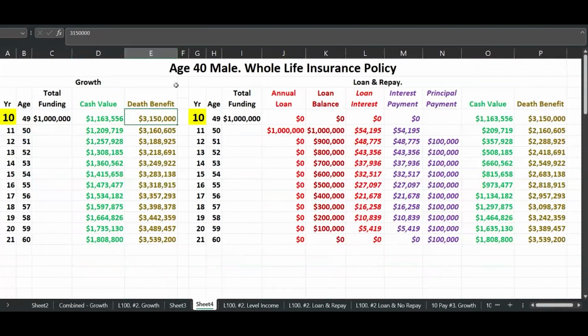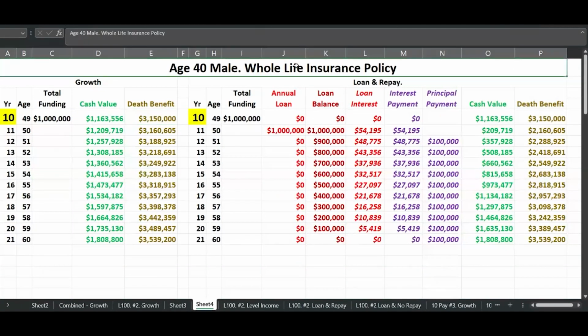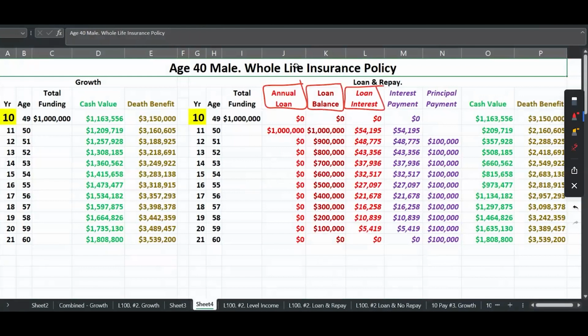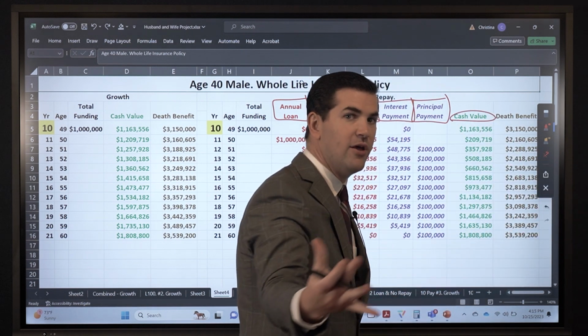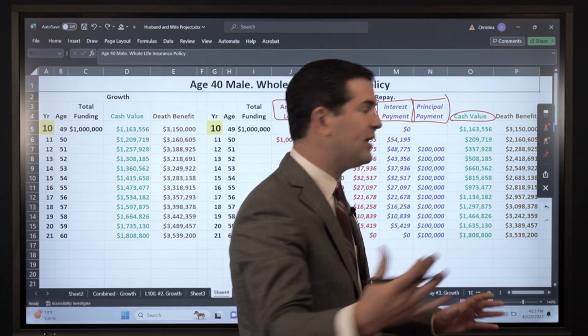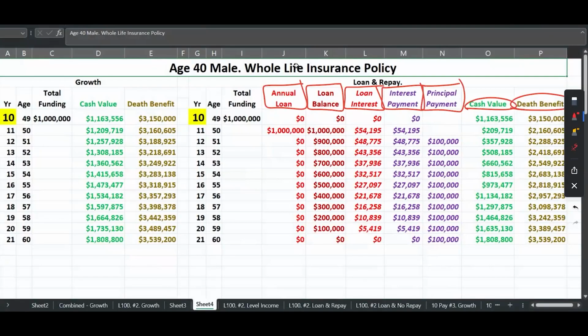To the right, same exact illustration, but several more columns. Here's what we're going to look at. How much you borrow against your policy, your annual loan, what your loan balance is, the loan interest that comes due, and then also the interest payment and principal payment. And what we'll look at specifically is when you take a loan, what is the impact on your cash value and your death benefit? And this all revolves around how people feel that they're using a policy as their own bank because they've got control and their money keeps on compounding for them. So let's take a look here.